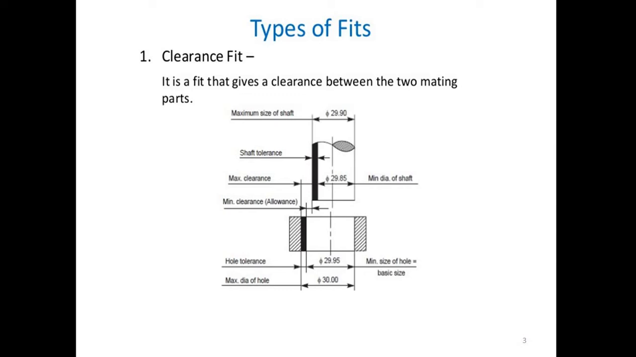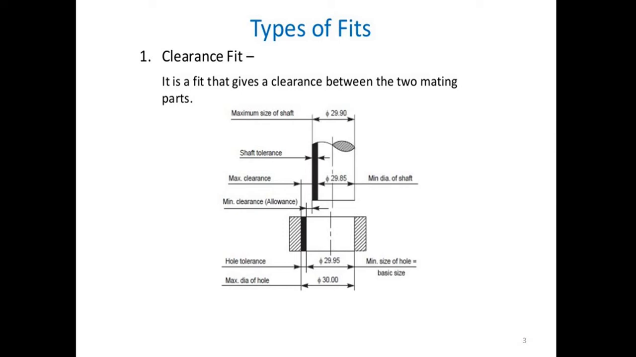Then according to that, the lower limit is 30 minus 0.05, that is diameter 29.95, and for upper limit 30 minus 0.00, that is diameter 30. According to that, the minimum size of hole is 29.95 and the maximum diameter of hole is 30. Now this is a clearance fit.